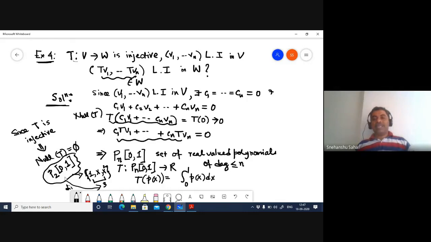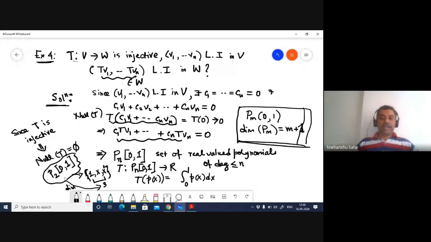So in general, for polynomials like this, the dimension of Pn is n plus 1. All right, so we'll begin from here in the next class.